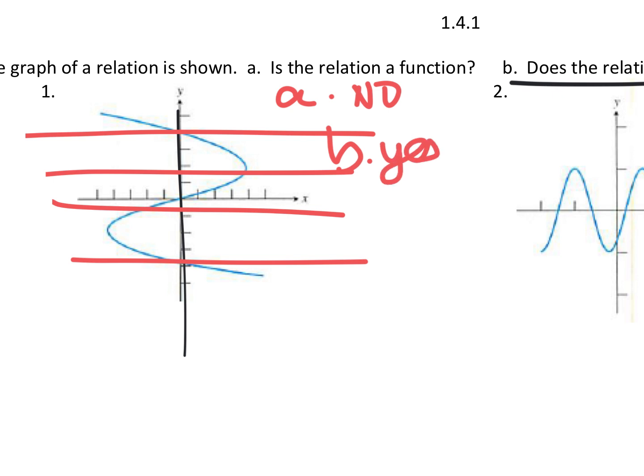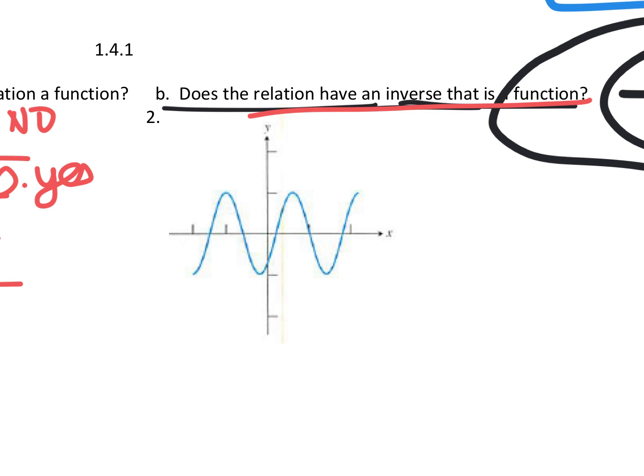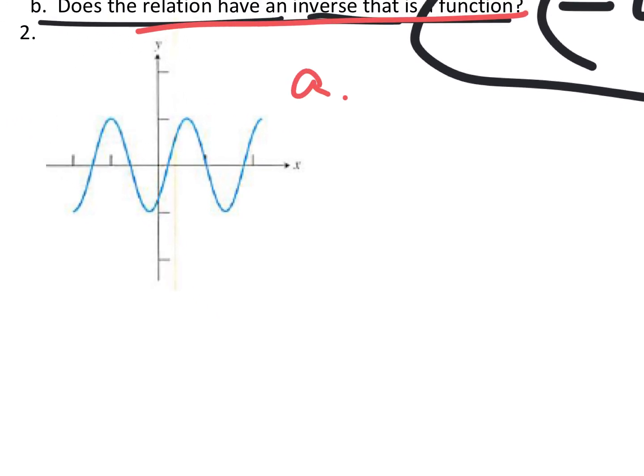Or sorry, the horizontal line test. It passed the horizontal line test. So yes, the relation has an inverse that is a function. Part A, is this a function? Yes. Part B, when you do the horizontal line test, it answers whether this thing has an inverse that's a function. What do you say? No, because it doesn't pass the horizontal line test.